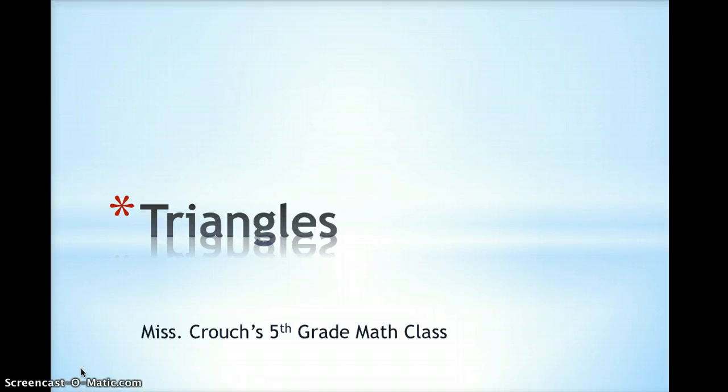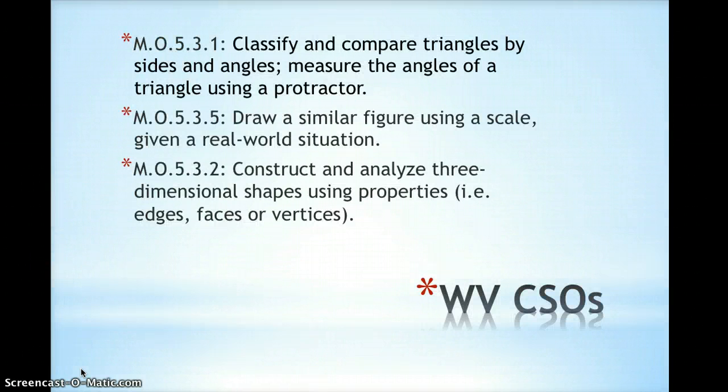We will learn the different ways to classify triangles and learn how triangles can also be similar figures. The West Virginia CSOs we will cover are classify and compare triangles by their sides and angles, measure the angles of a triangle using a protractor. We will draw a similar figure using a scale given a real-world situation. We will construct and analyze three-dimensional shapes using properties.